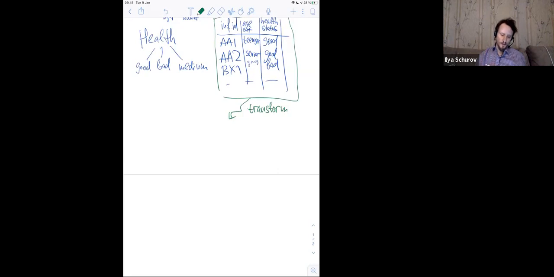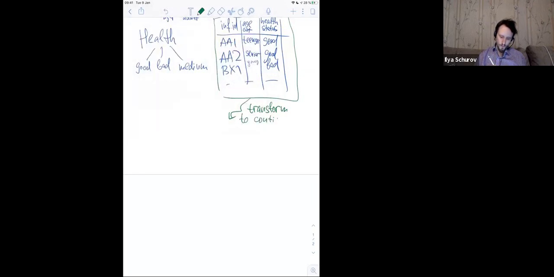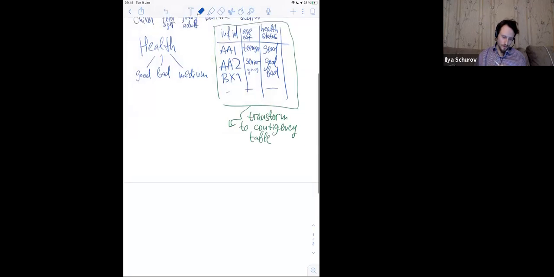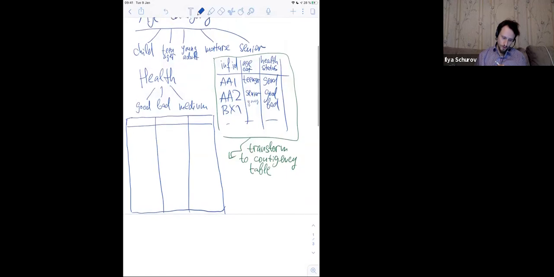Contingency table, Alexei is right. We want to transform it to a contingency table, and this will be something like this. We have the following table. We have three columns. We have a column that corresponds to health: good, medium, bad.